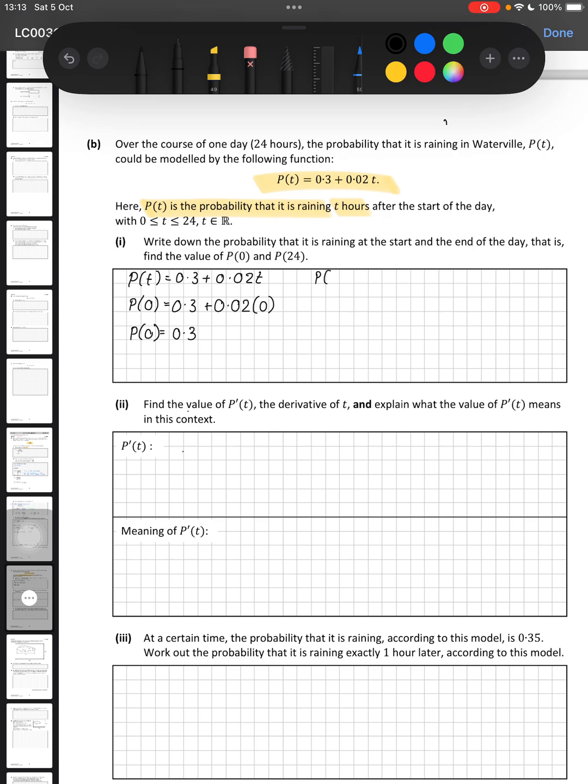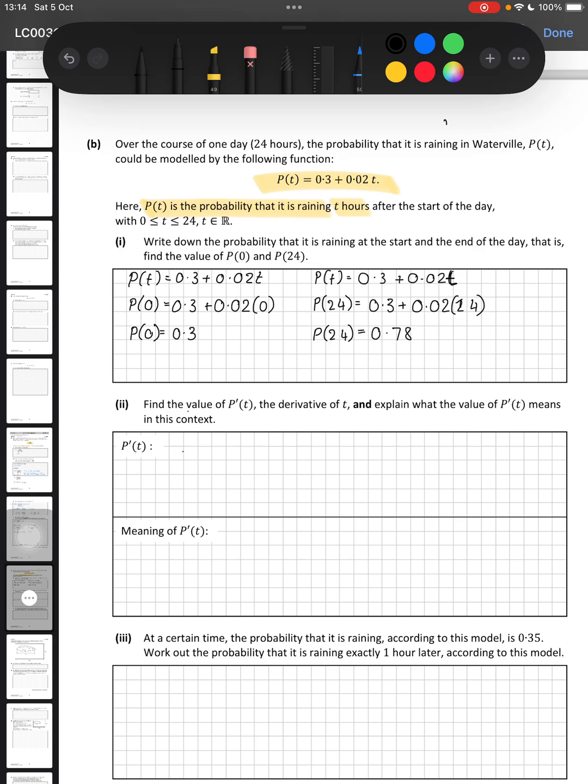P of T is 0.3 plus 0.02 T, and now I want P of 24. So I'm getting rid of the T and subbing in 24, so 0.02 times 24. Type that all into your calculator: 0.3 plus 0.02 times 24, and we get 0.78. So that's P of 24.